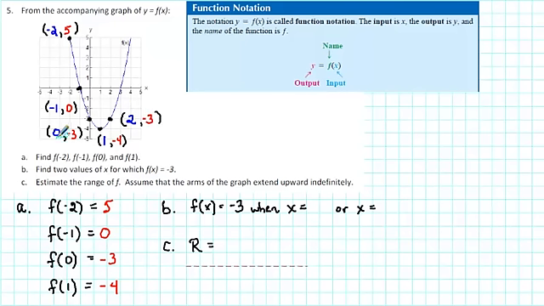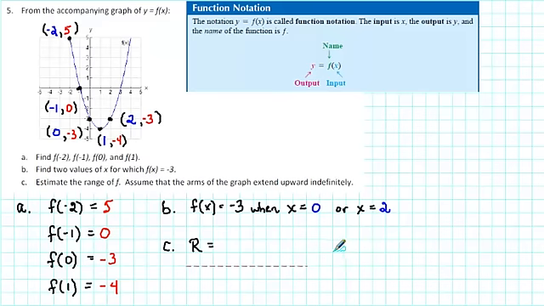So notice that we've got two ordered pairs that have negative 3 as the output. The corresponding x values are 0 and 2. So f of x is equal to negative 3 when x is equal to 0, or x is equal to 2.